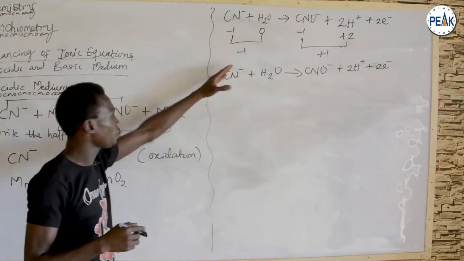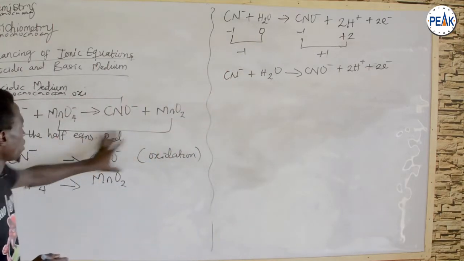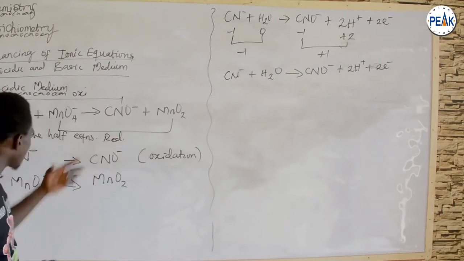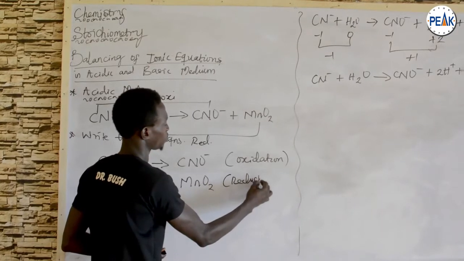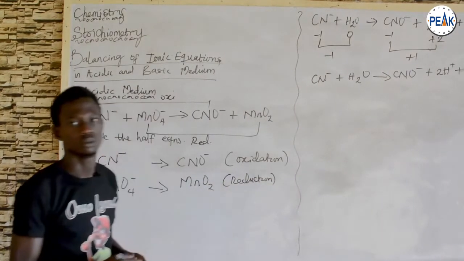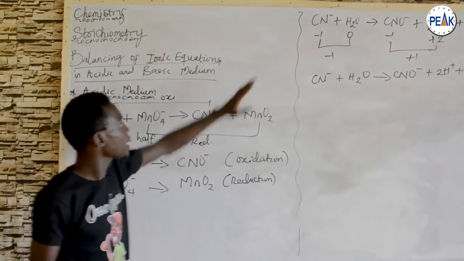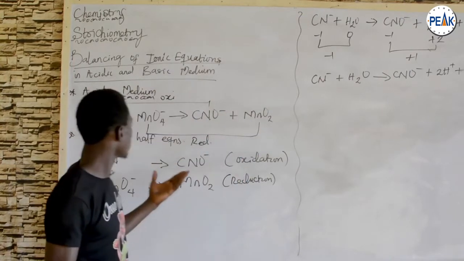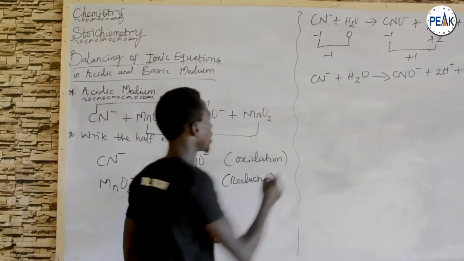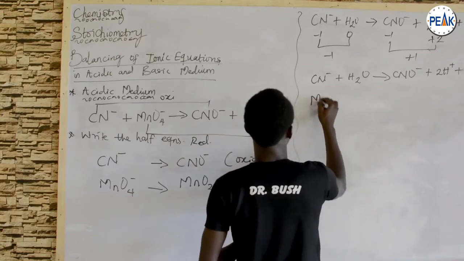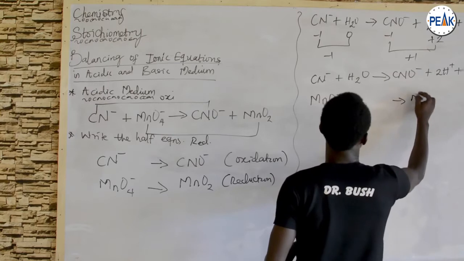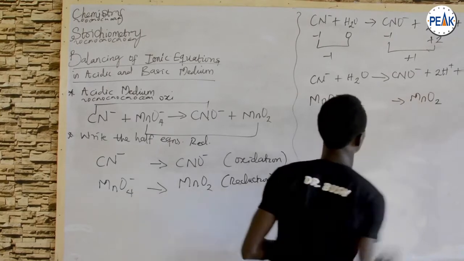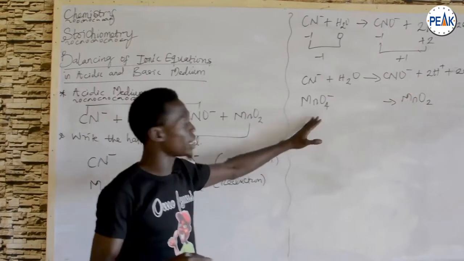The next, don't forget, what I did was to balance the oxidation half equation. The next thing is to balance the reduction half equation. I apply the same rule. What I did here is also what I'm going to apply here. Now, how do I balance it? Don't forget, I have MnO4- going to MnO2. Now, how do I balance this?